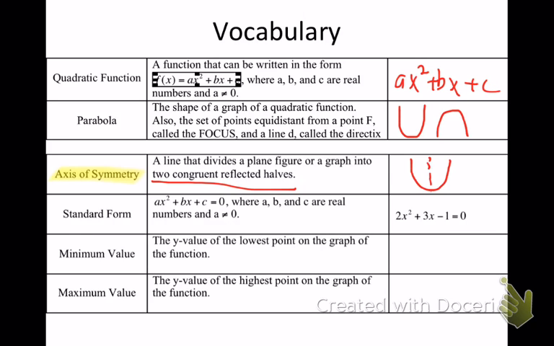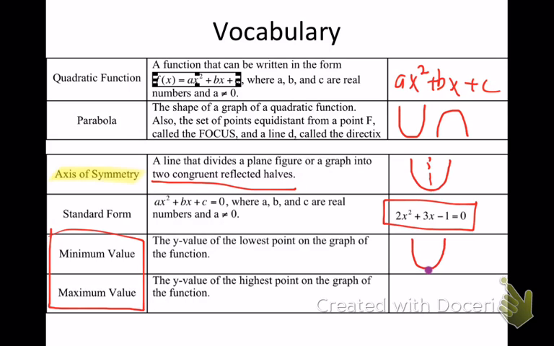Standard form, we talked about this already. But standard form, ax squared plus bx plus c, where a, b, and c are real numbers and a cannot equal 0. So standard form puts it in the highest exponent on down. And then last but not least, we're going to talk about minimum and maximum value. Minimum value is the y value of the lowest point of the graph. We'll talk about this later, but the minimum value would be something like this. So it's the lowest point of the graph.